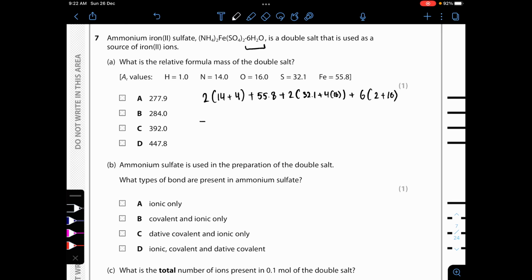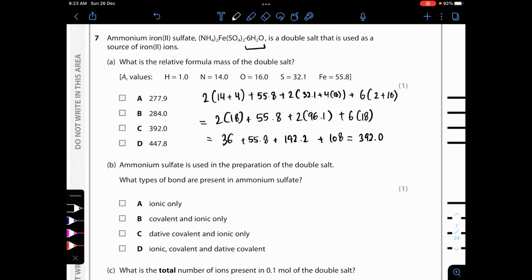Let's simplify. This will be 2 times 18, plus 55.8, plus 2 times 96.1, plus 6 times 18. That gives us 36 plus 55.8 plus 192.2, plus 6 times 18, which is 108. Adding them in the calculator, we get 392.0. That's our final answer. Let's see if it's in here. That is C, so our final answer is C.